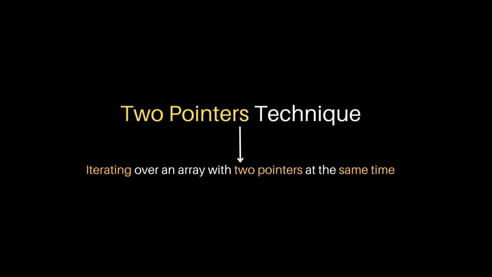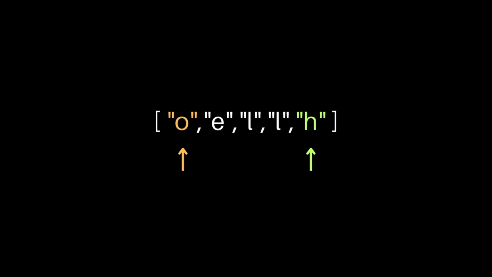So the second way to solve this problem, and the best and easiest way to solve 90% of array problems, is by using the two pointers technique. The two pointers technique is an algorithm that involves iterating over an array with two pointers at the same time. So the basic idea is to have one pointer that starts at the beginning of the array and another pointer that starts at the end of the array.